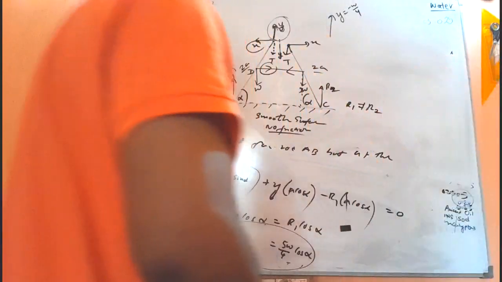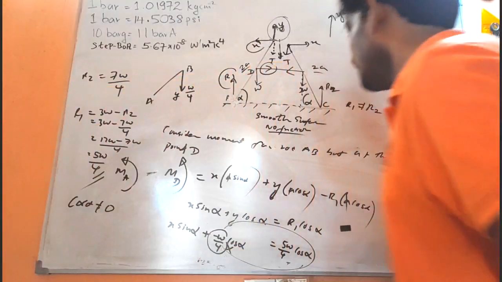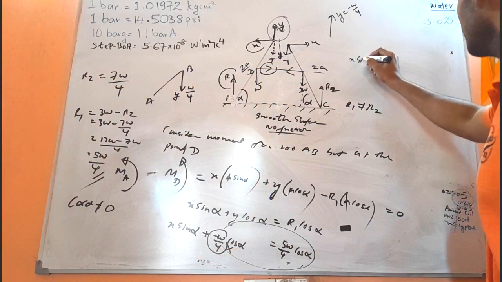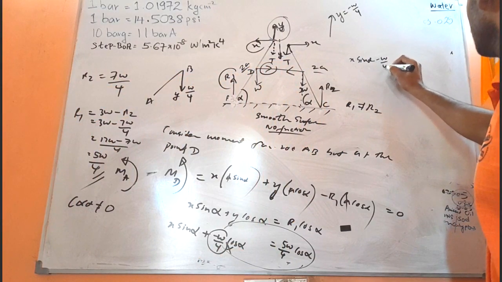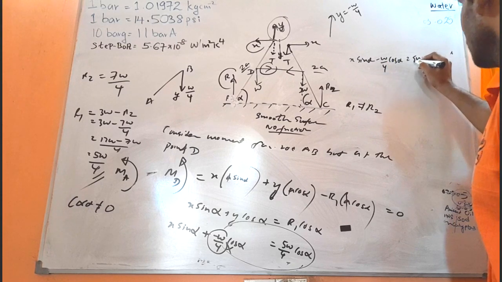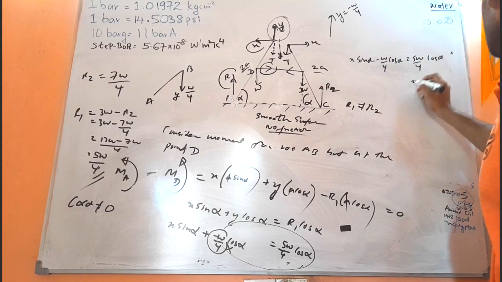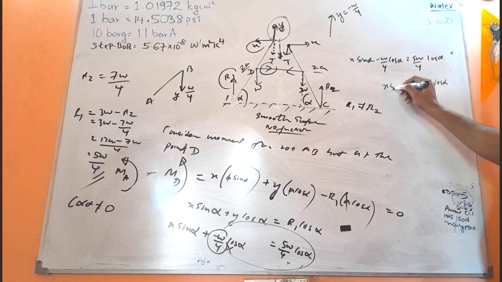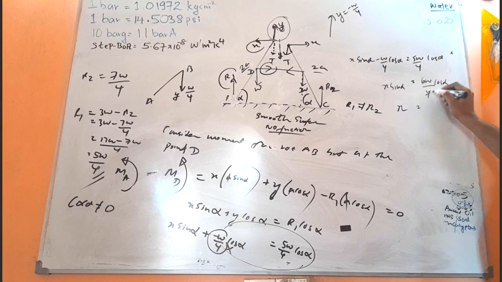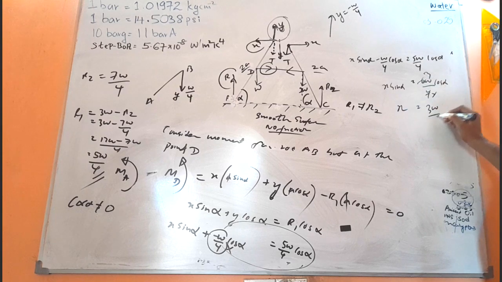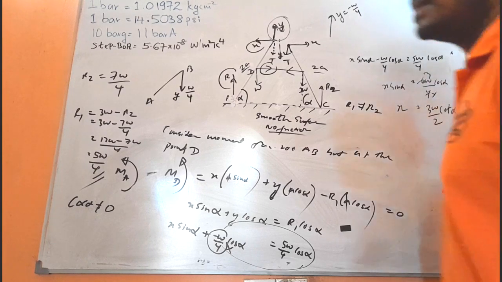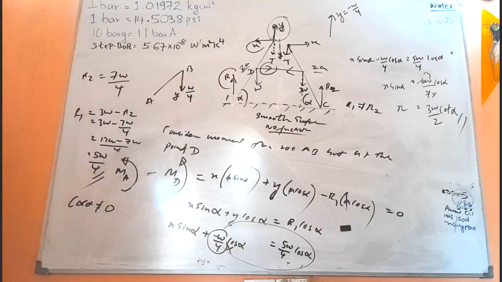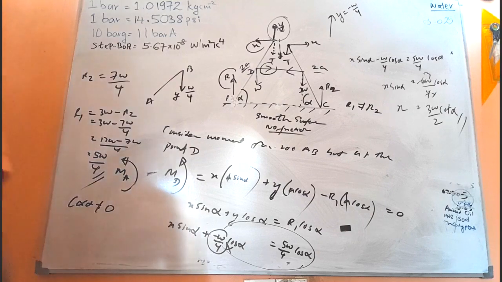So in that case, because of the original direction, it should be X sin alpha minus W divided by 4 cos alpha equals 5W divided by 4 cos alpha. If you take this to the other side, 6W divided by 4 cos alpha equals X sin alpha. So then X equals 3W divided by 2 cot alpha, right? So that is how you should solve that. 3W divided by 2 cot alpha.